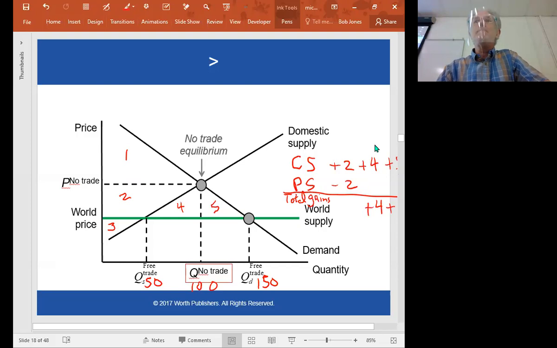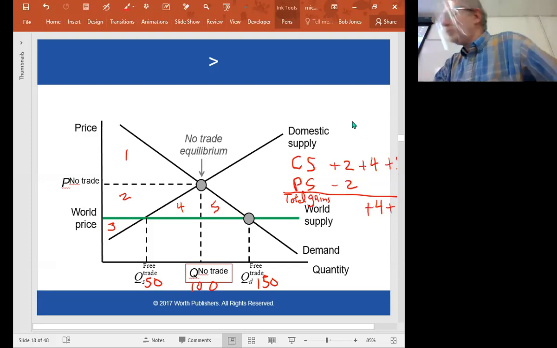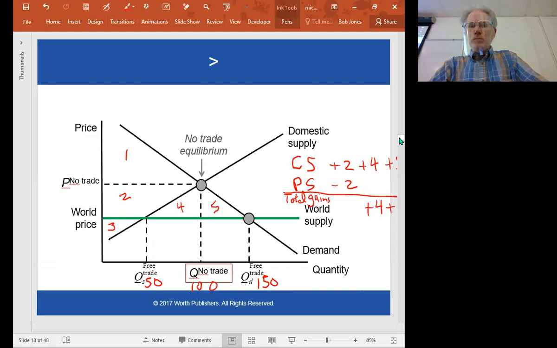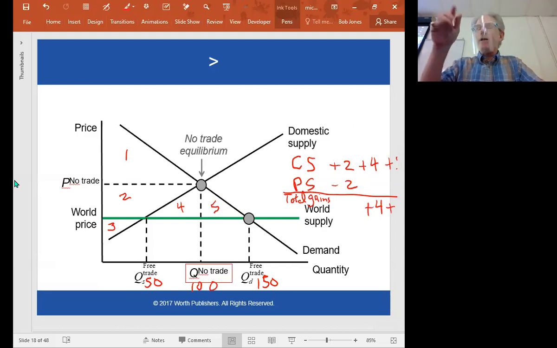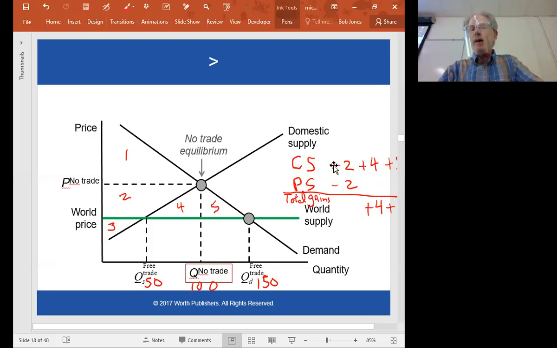In the total gains from trade, why isn't area 1 included in the consumer surplus? Well, area 1 will be included in consumer surplus, and what we did a moment ago, we included it. All I'm doing here, I'm not identifying the consumer surplus. I'm identifying the change, the gains and the losses. So we're looking at the same thing, but from a slightly different perspective.